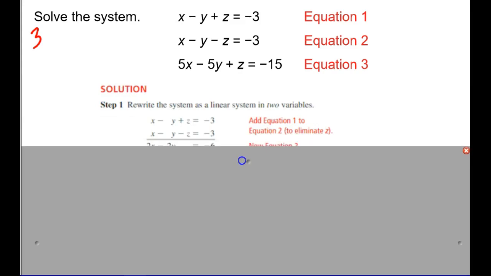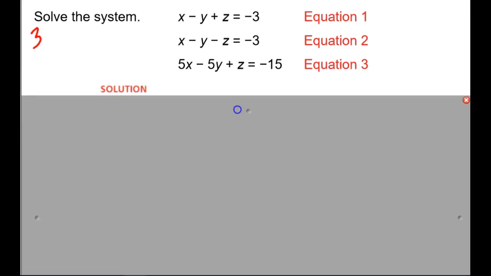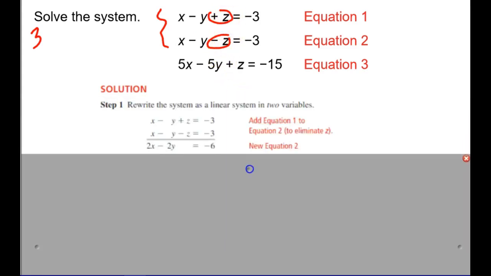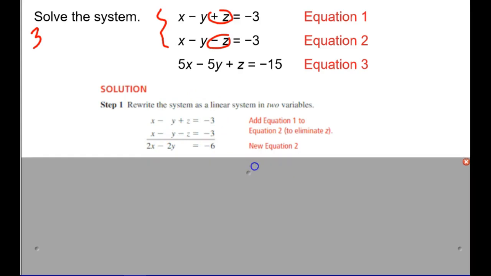Okay. So I'm going to look at my, again, two variables. And for me, I would start with these two at the top because I see I have a positive z here and I have a negative z here. Well, I can automatically get rid of my z's without having to multiply by anything. So that's what we're going to do. So now I can add those equations. So I have 2x, I have a negative 2y, I have negative 6 because my z's go away. So that's my new equation.